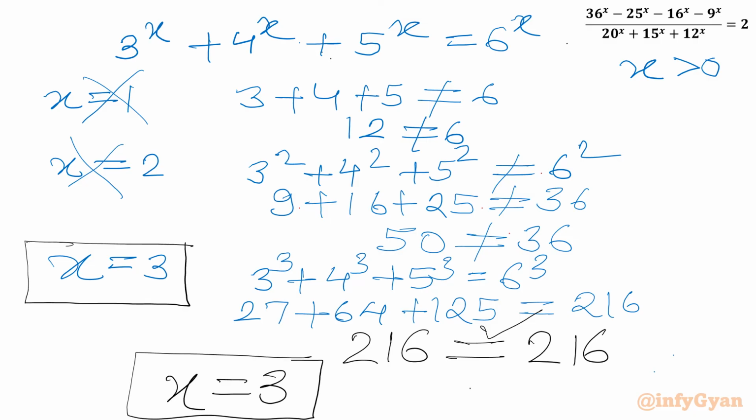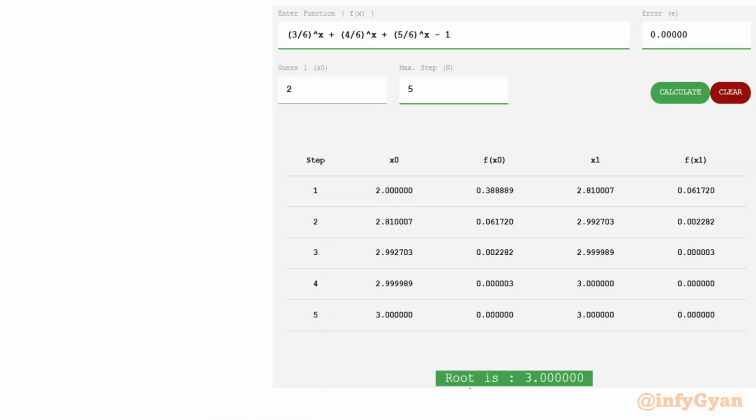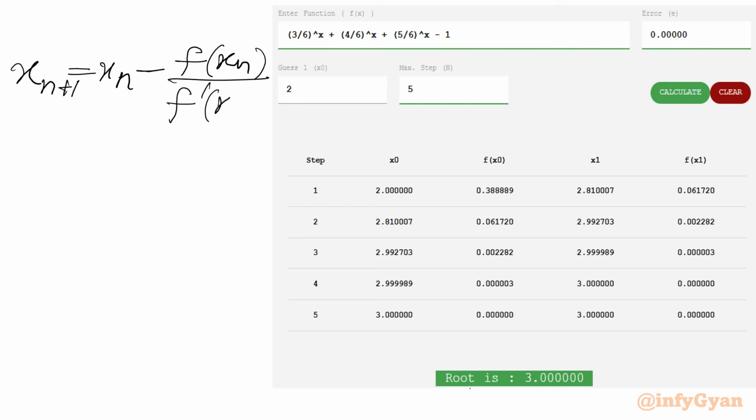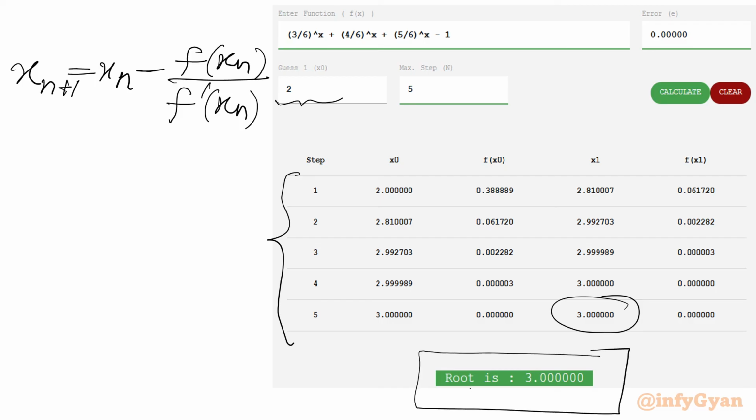Now we can think about another approach also. It is using Newton's method or Newton-Raphson method. Let me write the general iteration formula. X n plus 1 is equal to X n minus F of X n over F dash of X n. So we will consider our base or guess solution. Then we will get our answer after few iteration steps. Here it is, x is equal to 3.